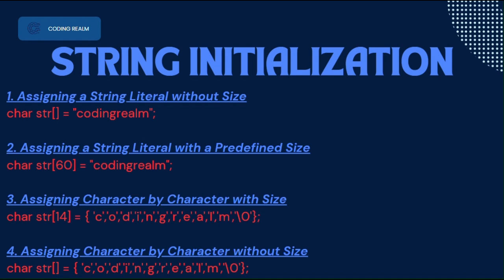Here I have a small note. When a sequence of characters enclosed in the double quotation marks is encountered by the compiler, a null character is appended at the end of the string by default.